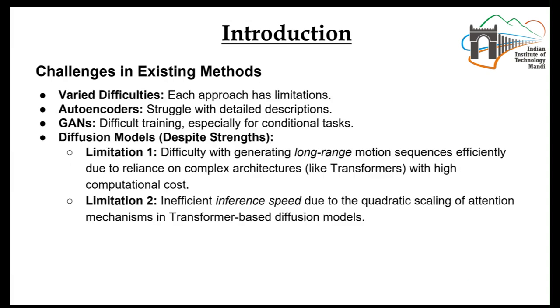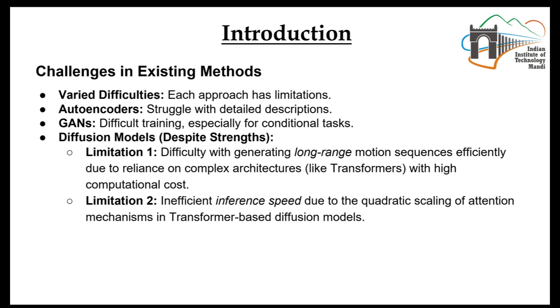While these methods have advanced the field, each comes with difficulties. Autoencoder models struggle with very detailed descriptions. GAN-based models face training challenges, particularly in conditional tasks. Diffusion-based models, despite strong performance, have limitations. Firstly, they exhibit difficulty generating long motion sequences efficiently, often requiring substantial computational resources.